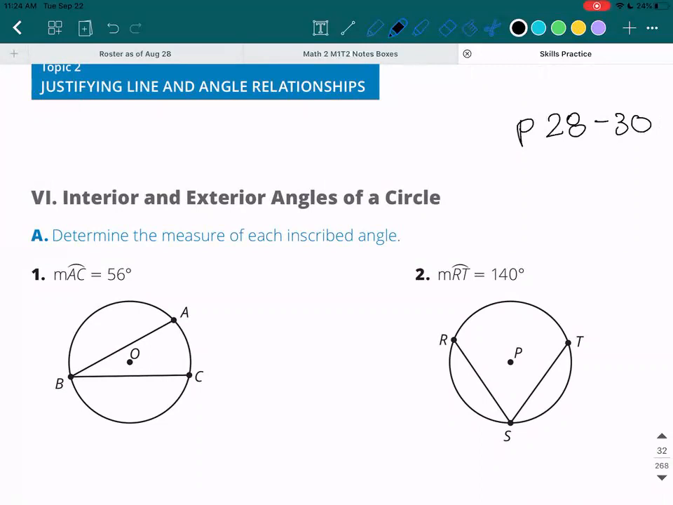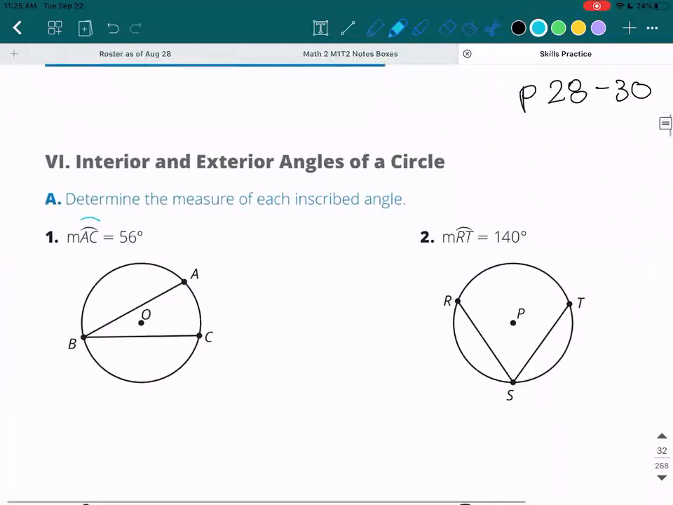Okay. So for the first problem, we have measure of arc AC. And you can tell it's an arc because it has this curvy thingy on top of it. That curvy thingy means arc. Similarly, if you wanted to write the angle, I could have written measure of angle ABC. So this is the inscribed angle, and you can tell it's an angle because it has that symbol right here. So in math, we like to try to make things make sense. The angle looks like an angle, the arc looks like an arc, okay?